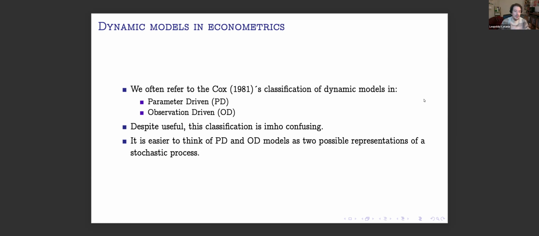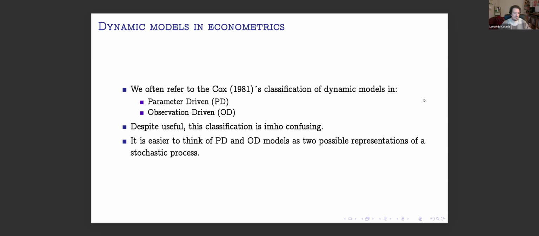Now, the idea is that we often refer to this classification of dynamic models that has been proposed by Cox in a very influential paper. Essentially, he defines two classes of models, one called parameter-driven and the other one called observation-driven.